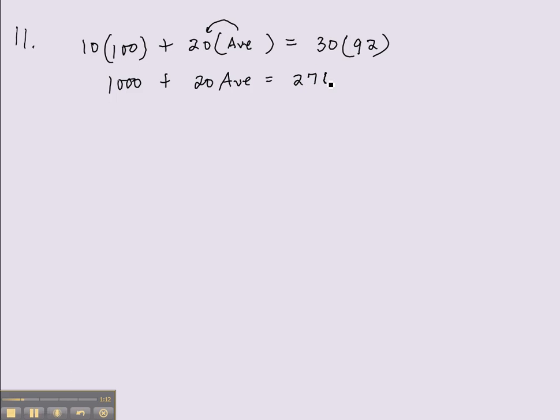So subtract the 1,000, divide both sides by 20. So this average of these 20 students is 1760 divided by 20, 88. Answer choice C.